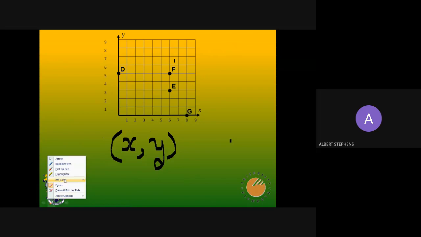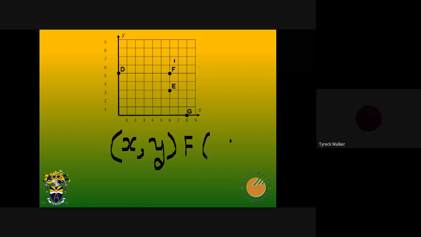If I want to write the coordinate for point F, I would have to locate F. Now, the X value for F is what? Somebody tell me. 6, sir. It will be 6, right. And the corresponding Y value would be what? 5. All right, and that's how you write a point.